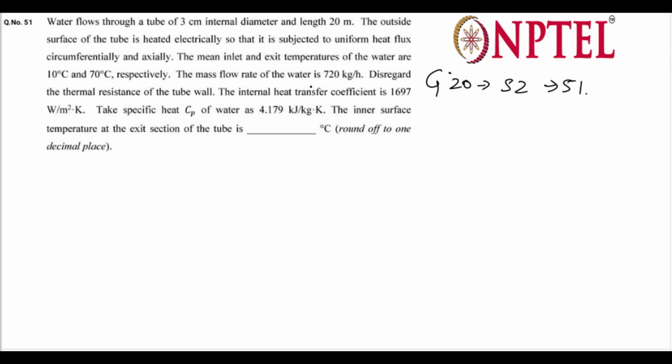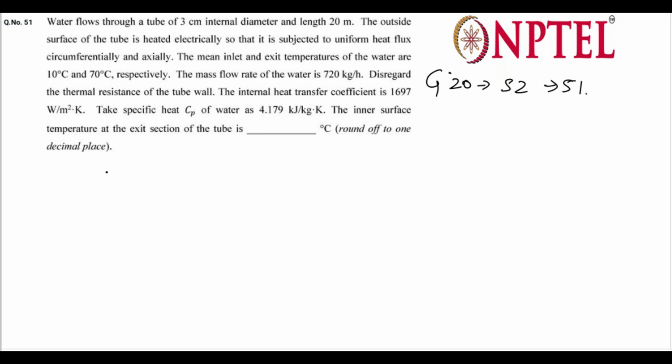The mass flow rate of the water is 720 kg per hour. Disregard the thermal resistance of the tube wall. The internal heat transfer coefficient is 1697 watt per meter square Kelvin. Take the specific heat Cp of water, and the inner surface temperature of the exit section of the tube is?